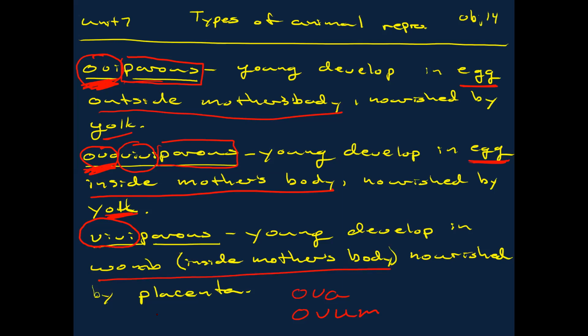Now, they're not nourished by a yolk, they're nourished by the placenta. Placenta is an organ where mother and baby's tissue mingle, and the mother's blood and the baby's blood are in close proximity, but they don't mix, so that nutrients and waste can pass back and forth.